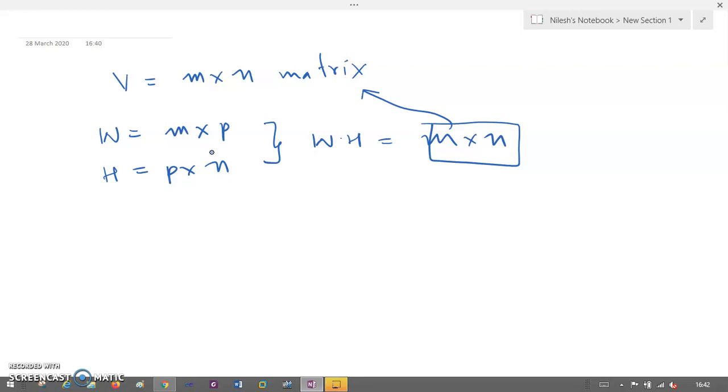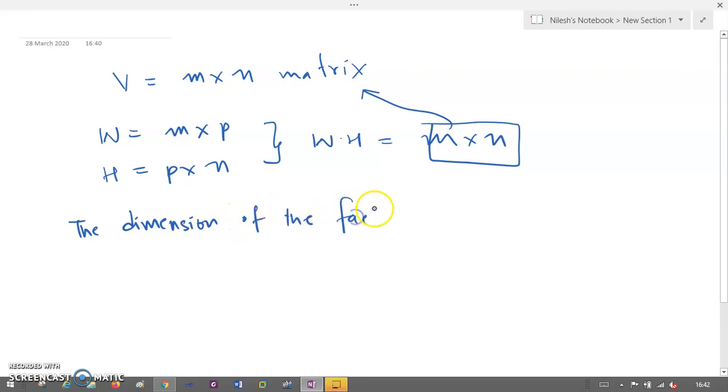Okay, and this is the property that forms the basis of NMF. So I'll precisely write it down here: the dimension of the factor matrices is lower than that of the product matrices.